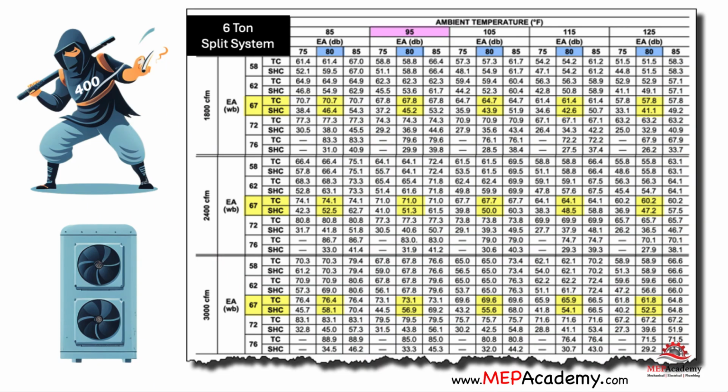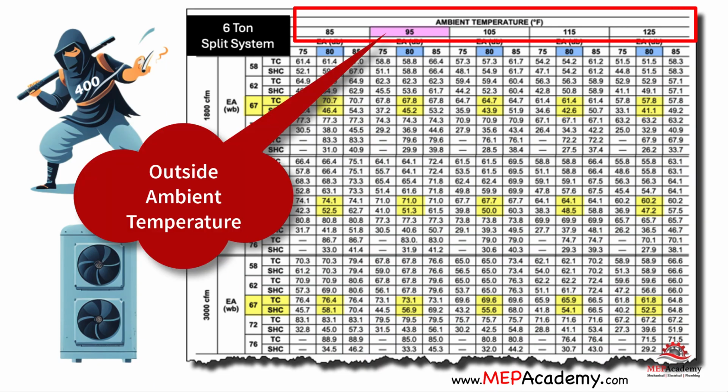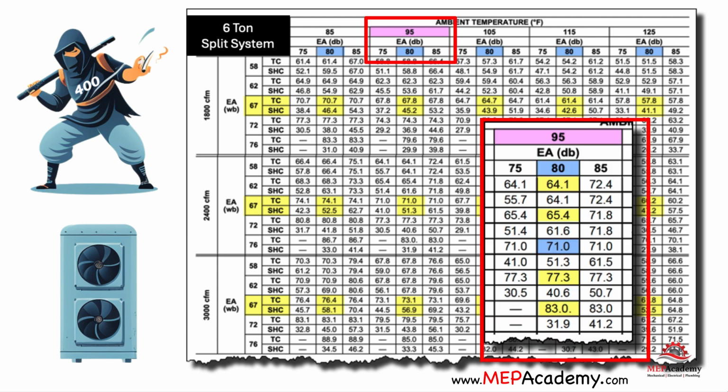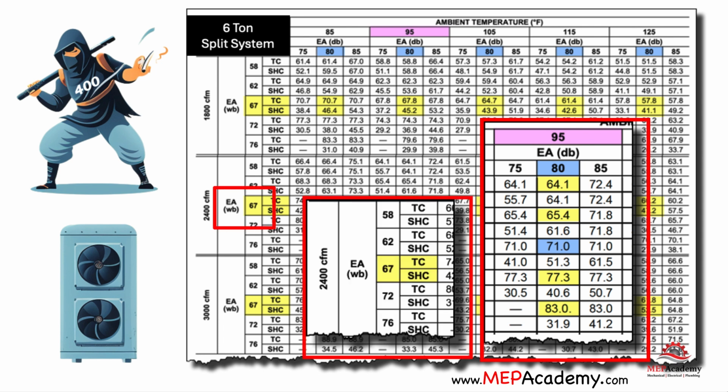Effects of outside ambient temperature on capacity. We'll first look at the outdoor ambient temperature and how it affects the capacity of a 6-ton split system air conditioner. Here we have a chart for the 6-ton air conditioner with the 95 degree Fahrenheit highlighted in pink, and the AHRI dry bulb temperature of 80 degrees Fahrenheit highlighted in blue under each outdoor temperature, and the AHRI wet bulb temperature of 67 degrees Fahrenheit and the intersecting columns and rows for these temperatures.